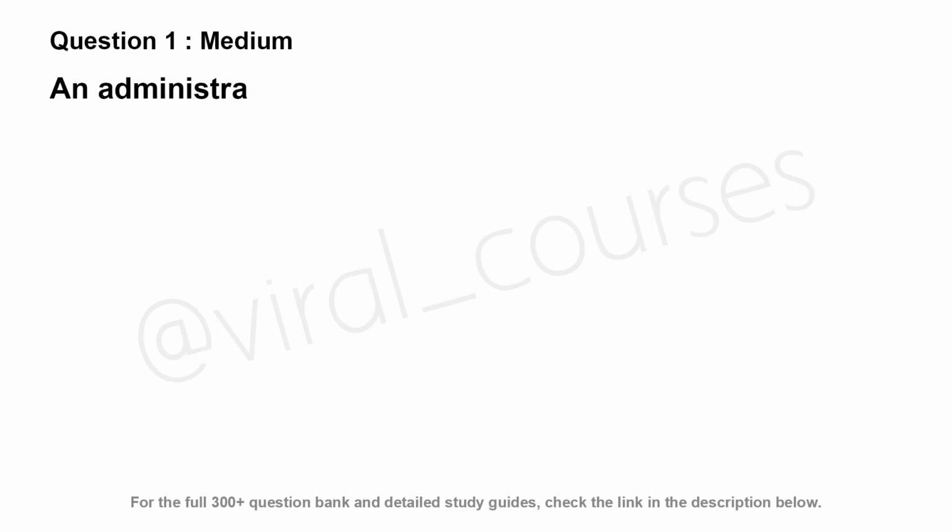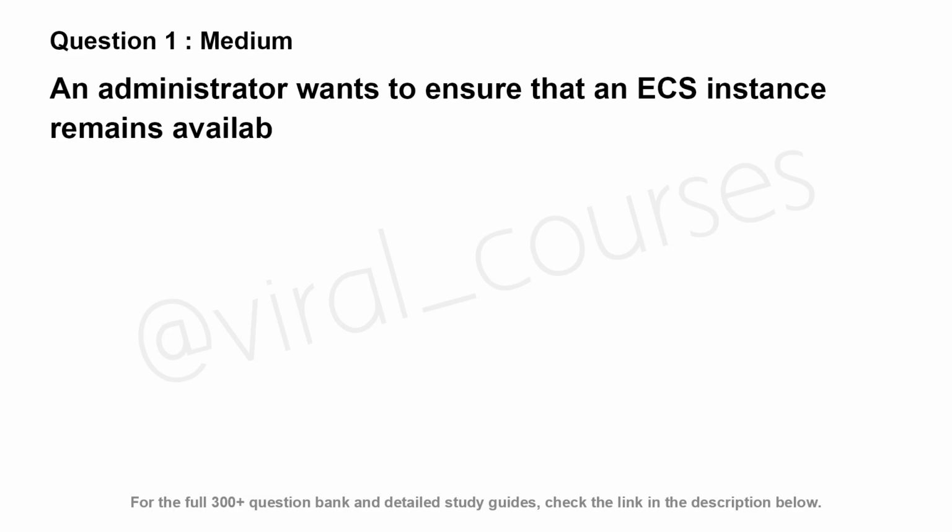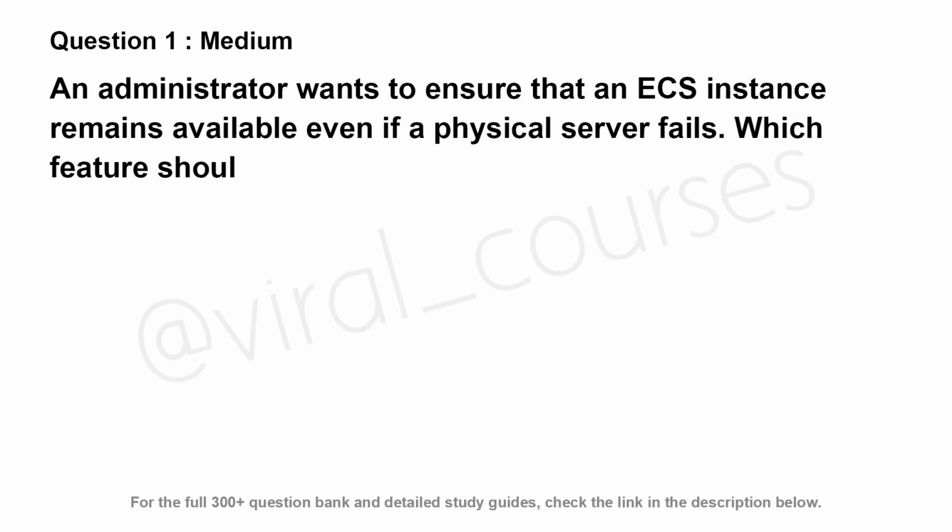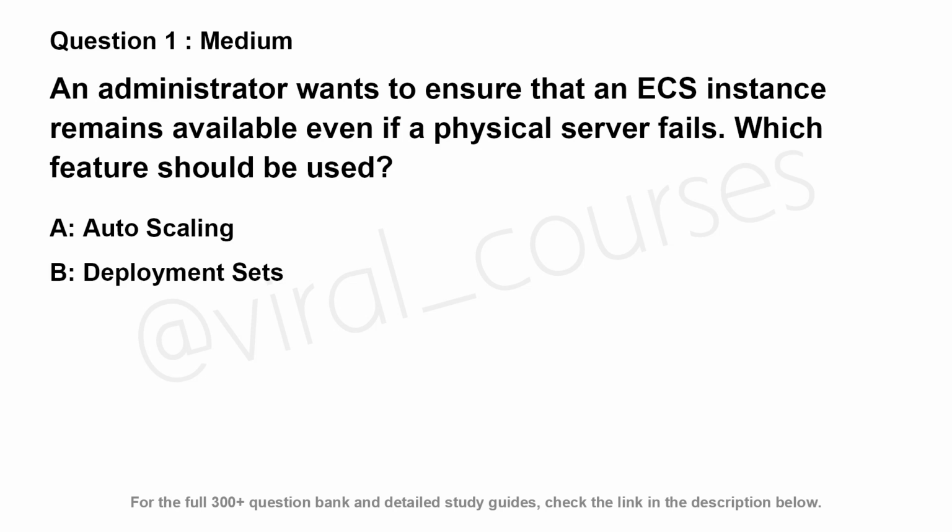An administrator wants to ensure that an ECS instance remains available even if a physical server fails. Which feature should be used? Option A, autoscaling. Option B, deployment sets. Option C, snapshot backup. Option D, CloudMonitor.